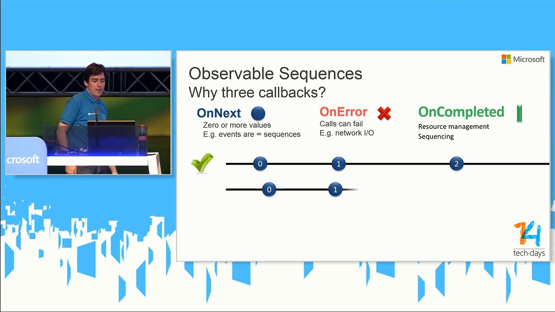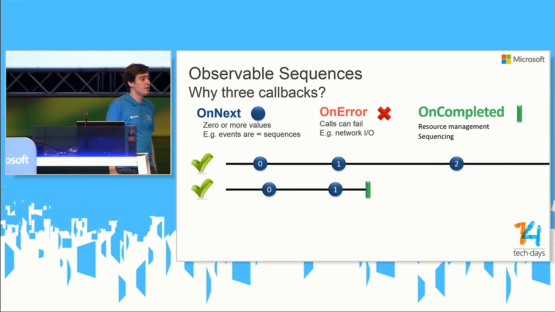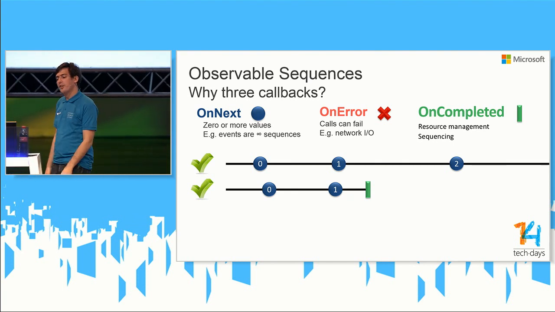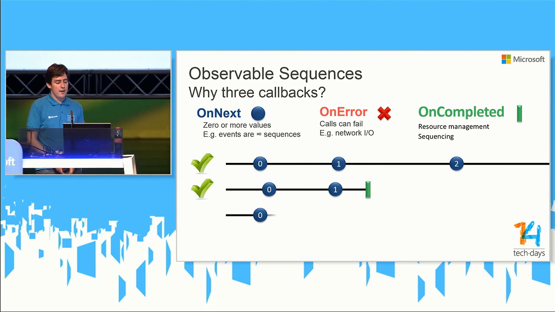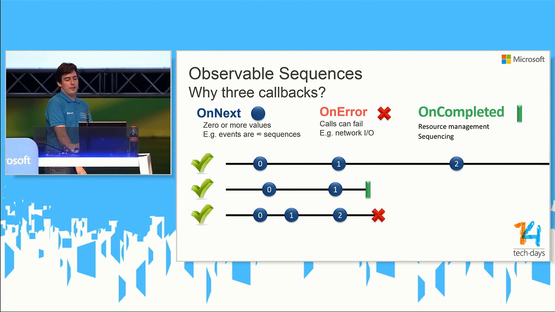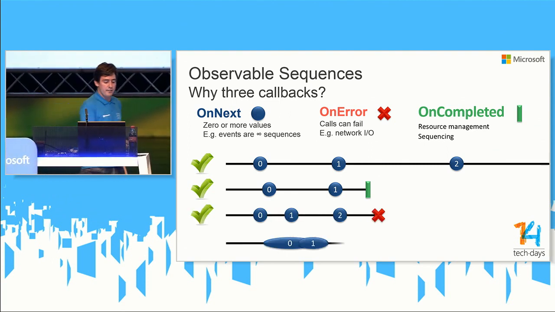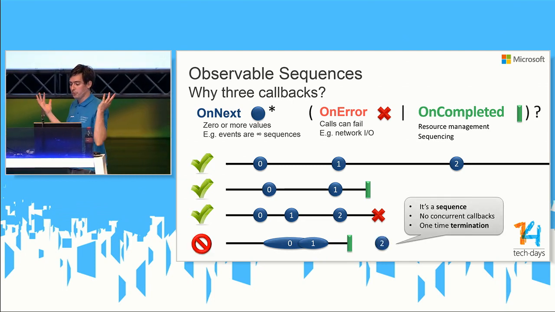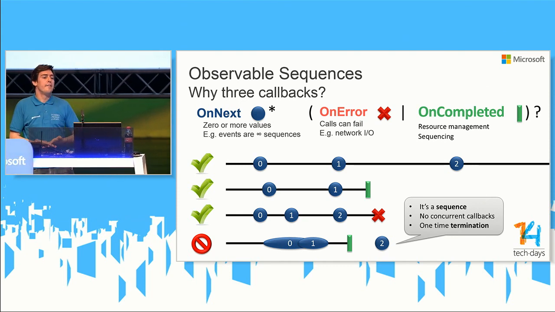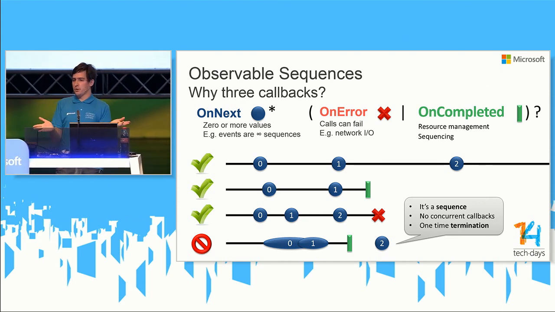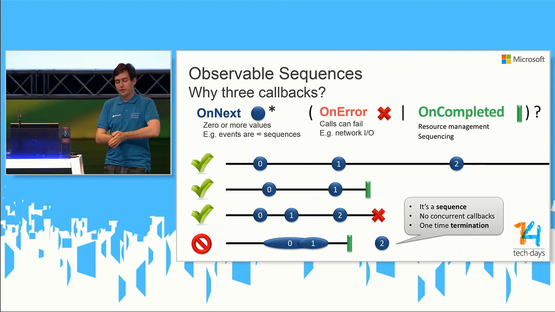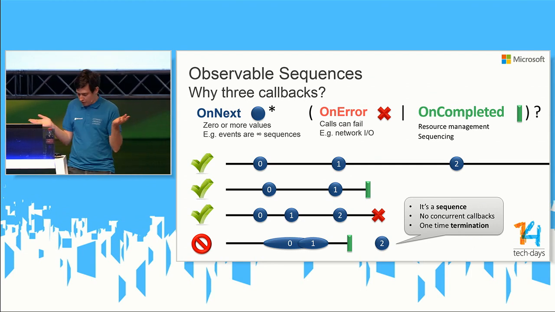Here's a second arrow of time for another sequence that actually finishes. It just produces value 0 at some point, value 1 at some other point, and then at some point it says OnCompleted. We can also have OnError, of course, like this. But we can't have this kind of thing. We can't have a sequence that, for example, has multiple callbacks happening at the same time. This is not a parallel world. It's not about delivering parallel events at the same time. It's about a sequence where you don't want to hear that, what's a good example here?